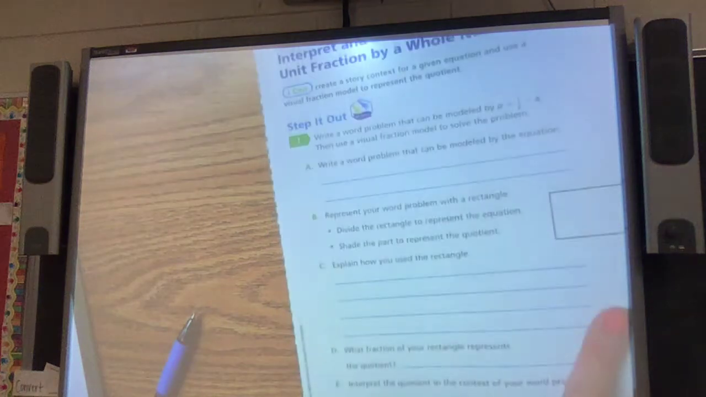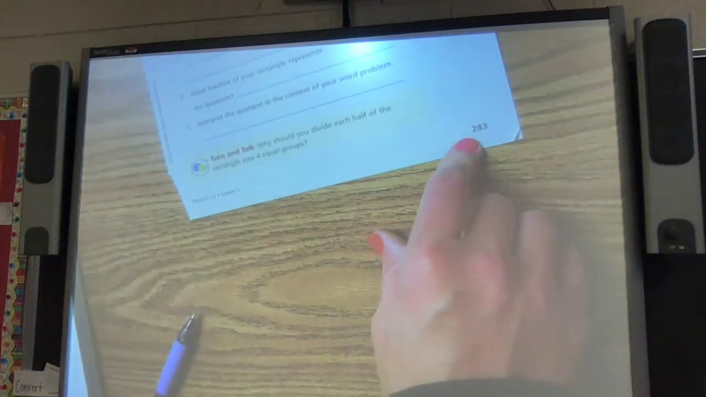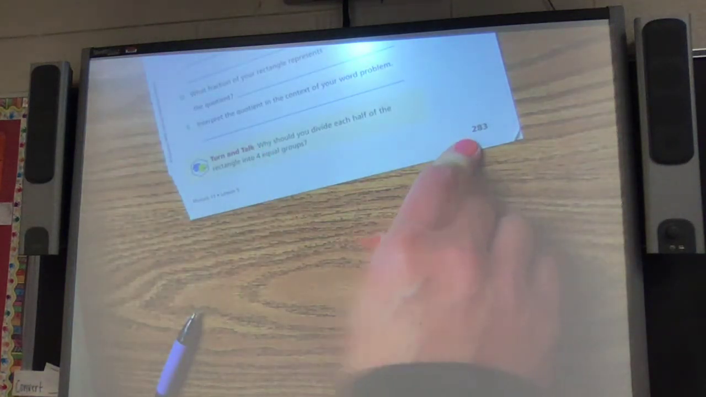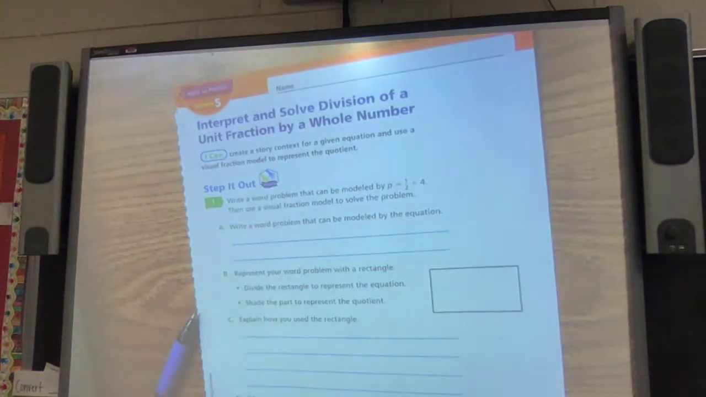Today we are in your module 10 through 20 book. We're going to be doing chapter 11, lesson 5, and that is on page 283. Okay, make sure we can see this.